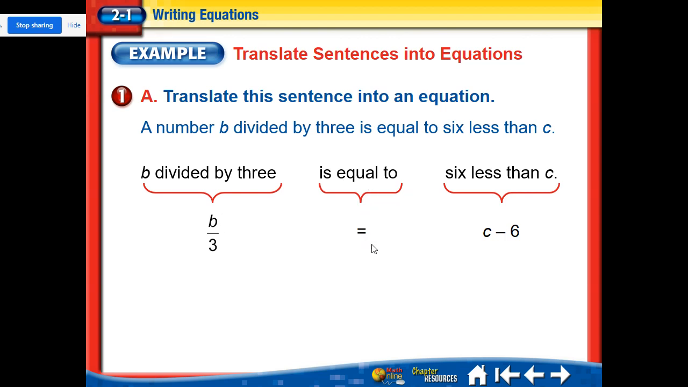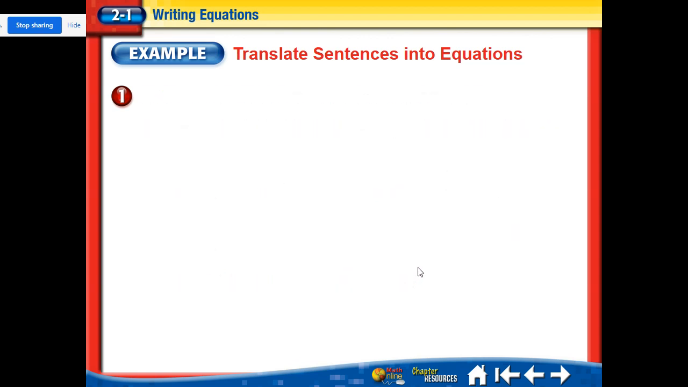Is equal to is an equal. And notice again, the way that this says less than, that's that special case. The 6 actually goes to the end and the c goes in front. Be careful with that one, please. All right, that's the easiest one to make a mistake with. So we have b divided by 3 equals c minus 6. All right, let's try another one.